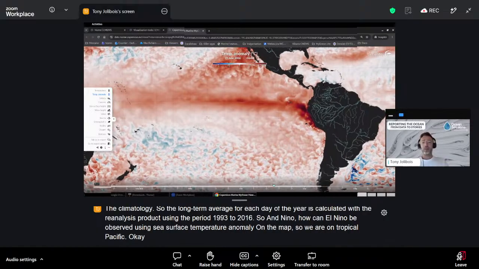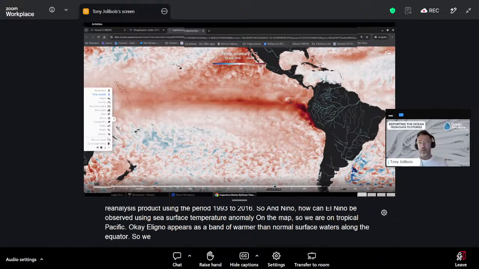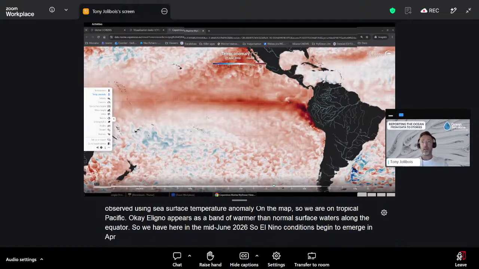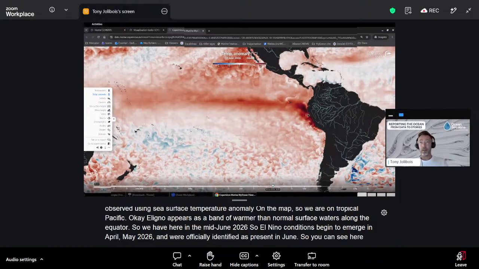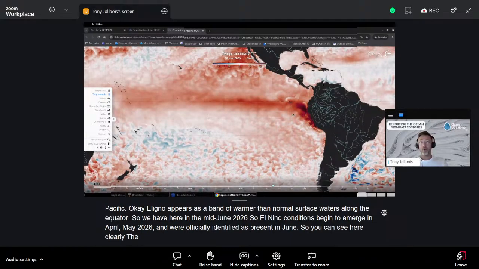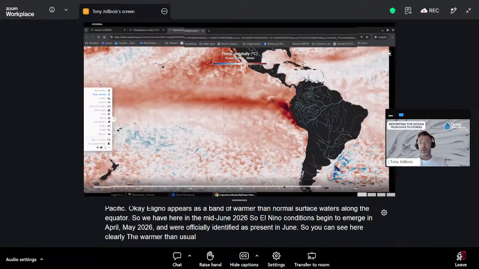El Nino appears as a band of warmer than normal surface waters along the equator. So we have here, in mid-June 2026, El Nino conditions began to emerge in April, May 2026, and were officially identified as present in June. So you can see here clearly the warmer than usual band in the equator.